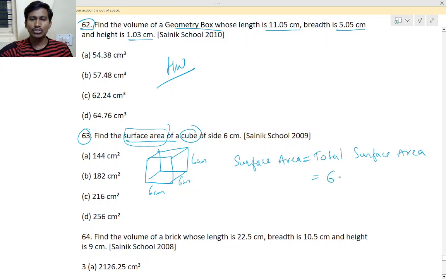6 into a square. That is 6 into a into a. So a is here 6. That is edge, 6 they have given. So 6 into 6. 6 6s are 36. 36 6s are 216 centimeter square will be the answer. Okay now? Yes. So that is the answer.